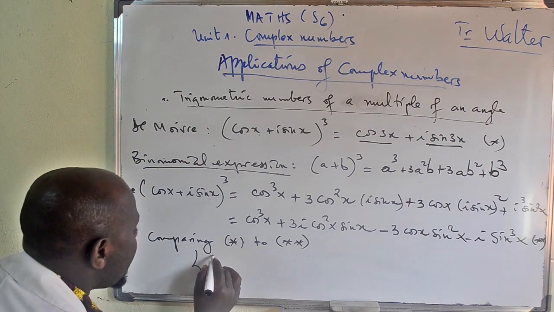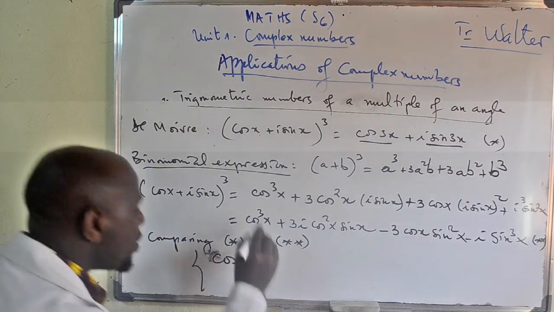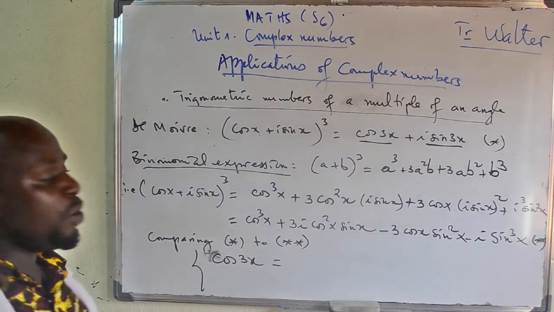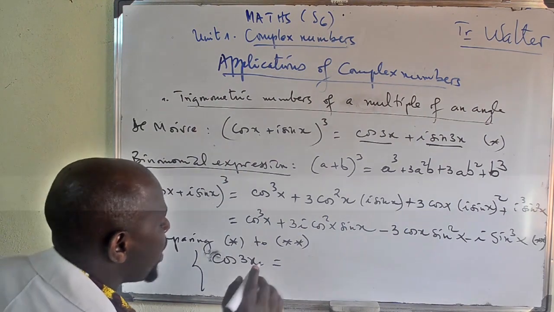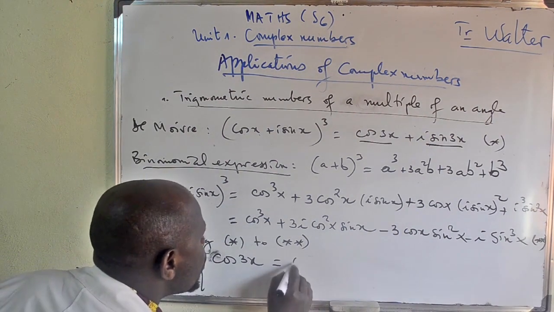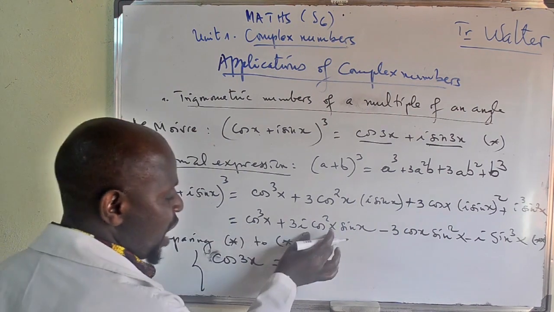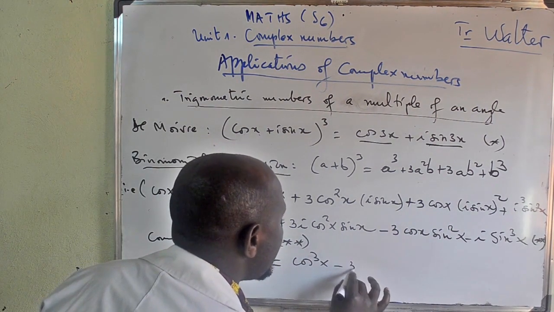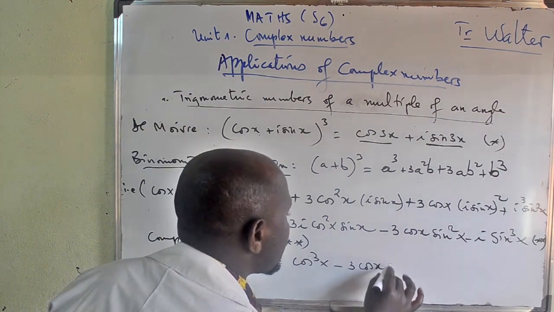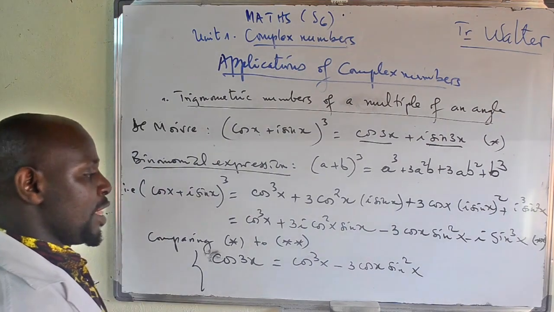So now we shall see the real part is cos 3x, which must be equal to the real part here, those without i. Ladies and gentlemen, how can you help me to find it? It is, of course, cos cube x, which is this expression. This one has an i, it's an imaginary part. This doesn't have, minus 3 cos x sine squared x. Is there any other thing?